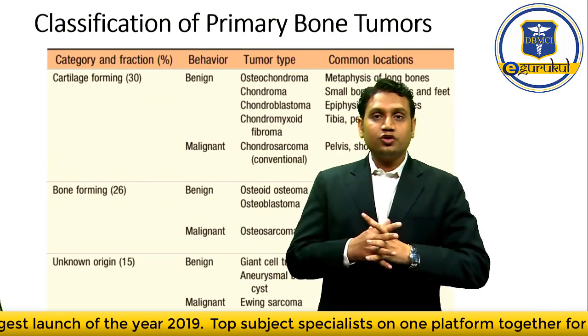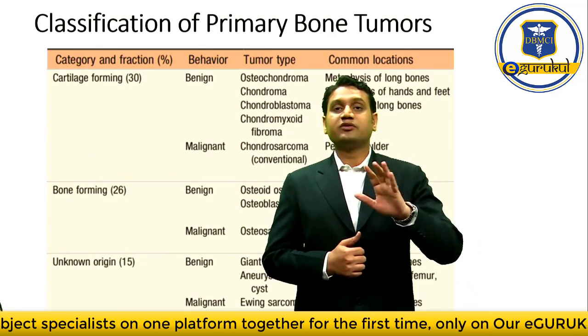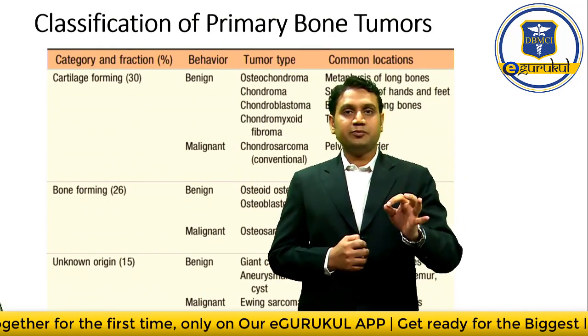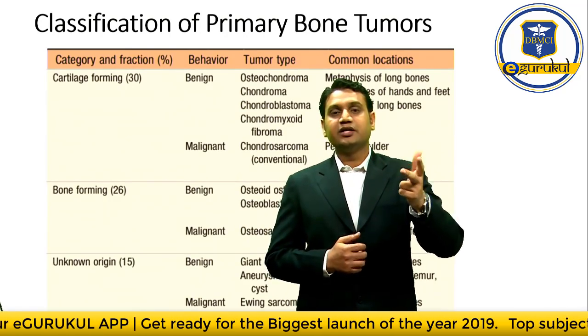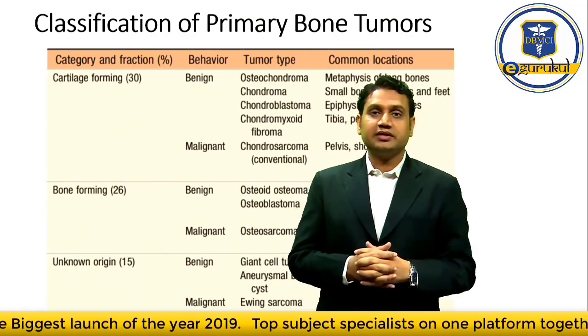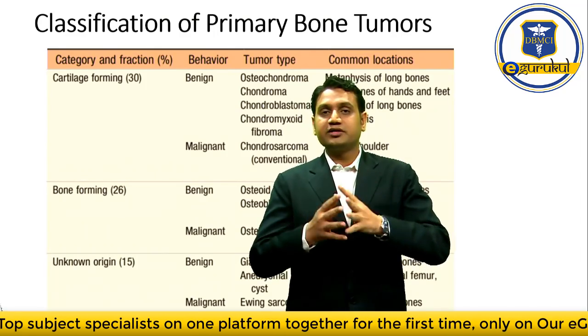As I always say, no tumor other than osteochondromas, or simply chondromas, and Ewing's has more than five points. All the other tumors have less than five points. And if you know these three things, the location, the nature, and the special feature, you can crack anything. We have already told you the names of the tumors by nature, so let's talk about the common locations of the tumors.